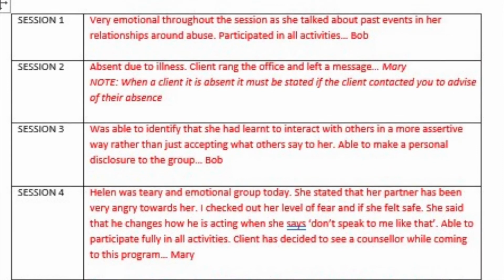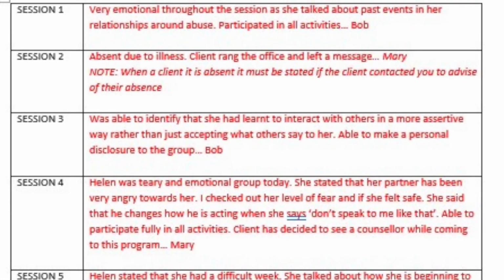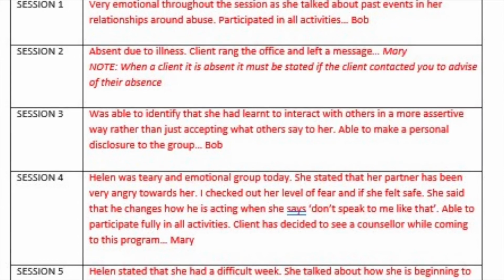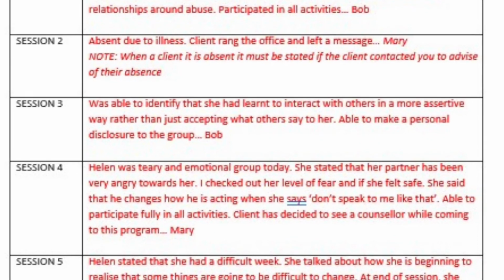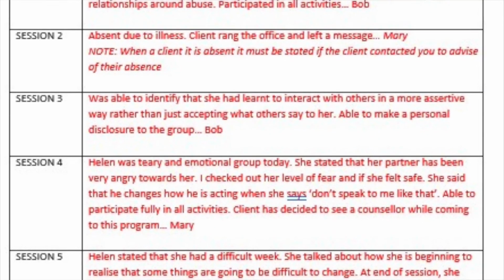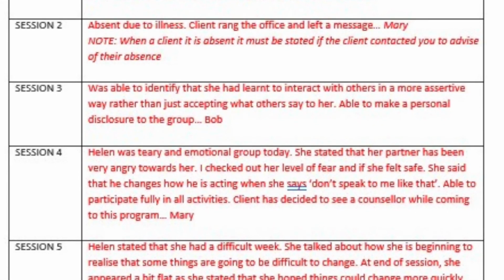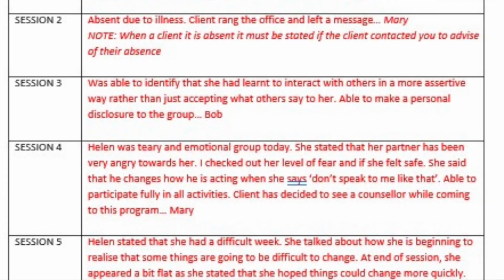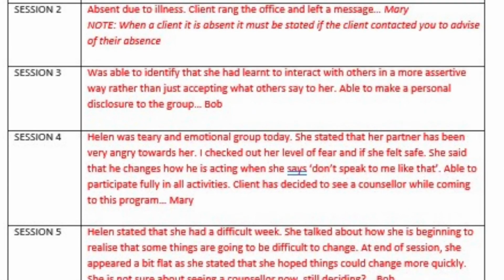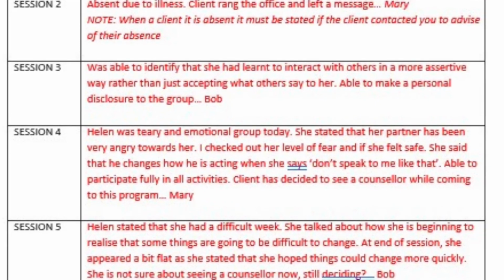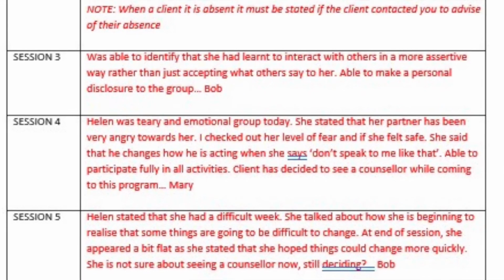It's important that when there is a situation that concerns you, using the example of Helen, that she was concerned that her partner had been very angry towards her during the week, you would record that in your notes. But then you also record, I checked out her level of fear and whether she felt safe, and what her response was. And if there is any concern that's continuing, you follow up with that in making notes, and as well with the team leader in passing that information on.